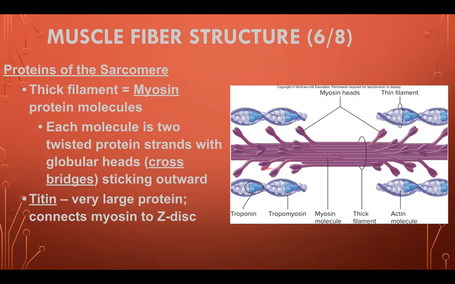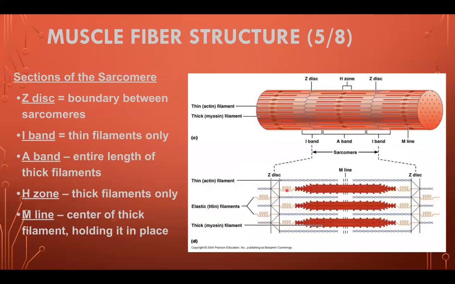At each end of the myosin, or the thick filament, we have that little protein that looks kind of like a spring, called titin. It helps to hold the myosin to the Z disc, and it also compresses whenever the Z discs are moving closer together during contraction. So this right here, the yellow, that's the titin.